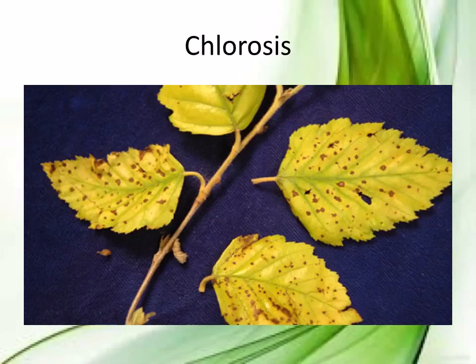And here's a picture talking about chlorosis, which is just the yellowing of the leaves. It's losing that green color from the chlorophyll.